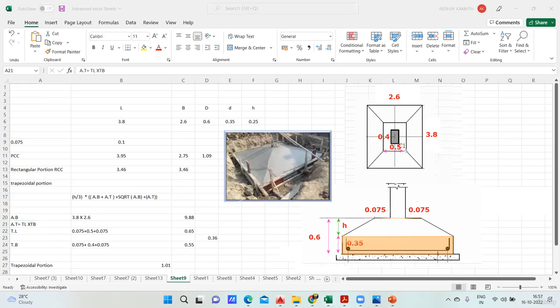I want this portion, and I want this portion length. If I multiply these both, I'll get my top area. How are we going to do that? That is a small trick.